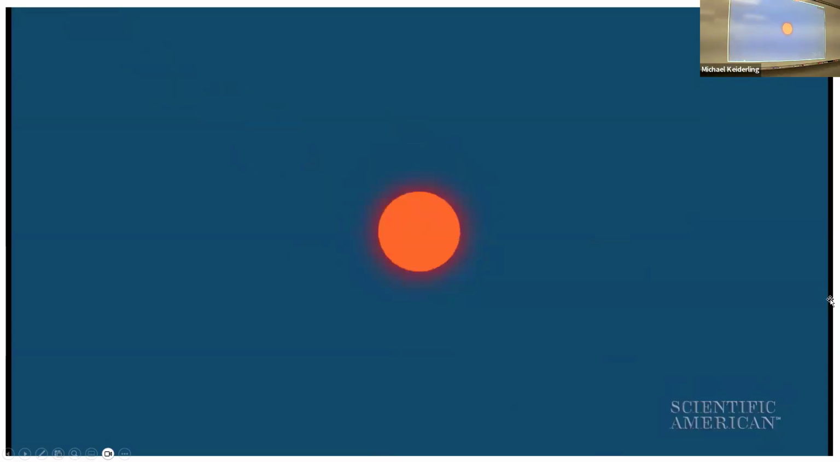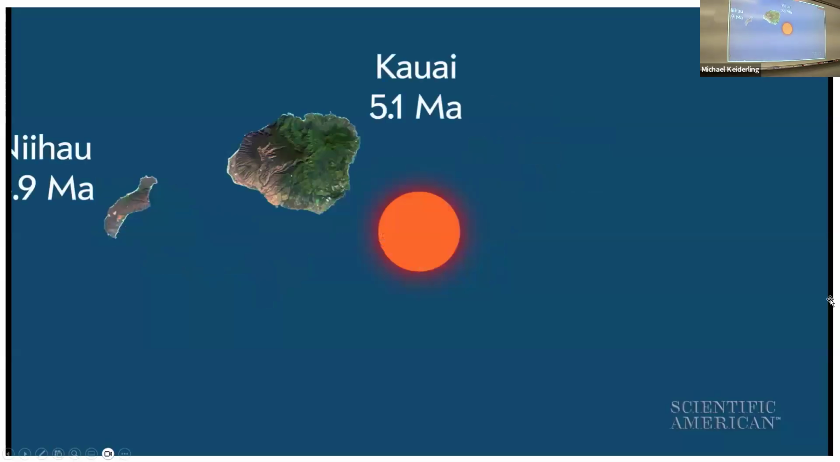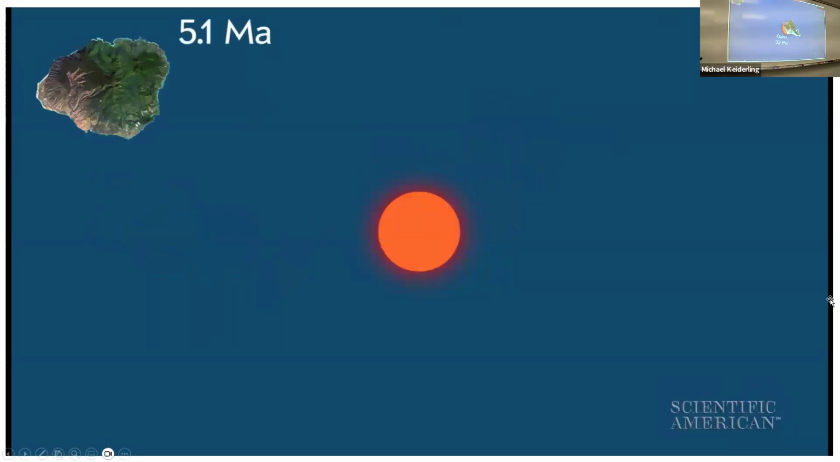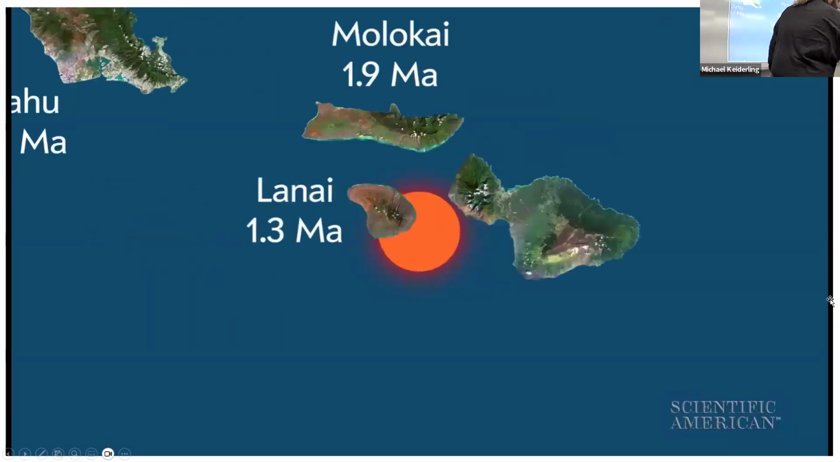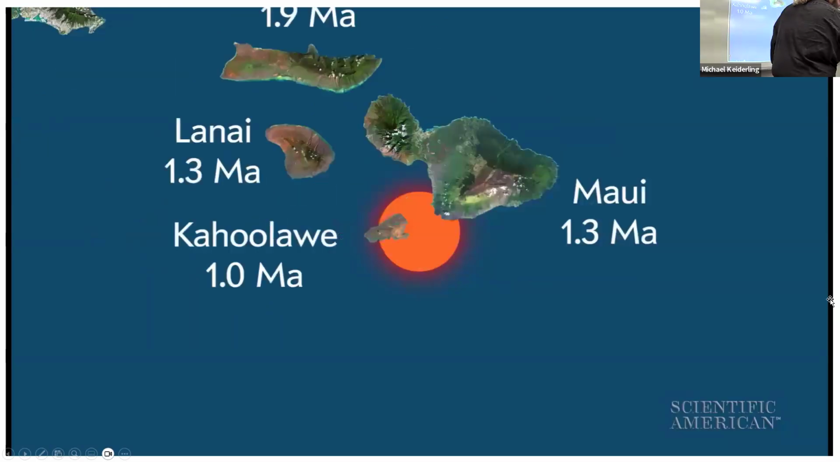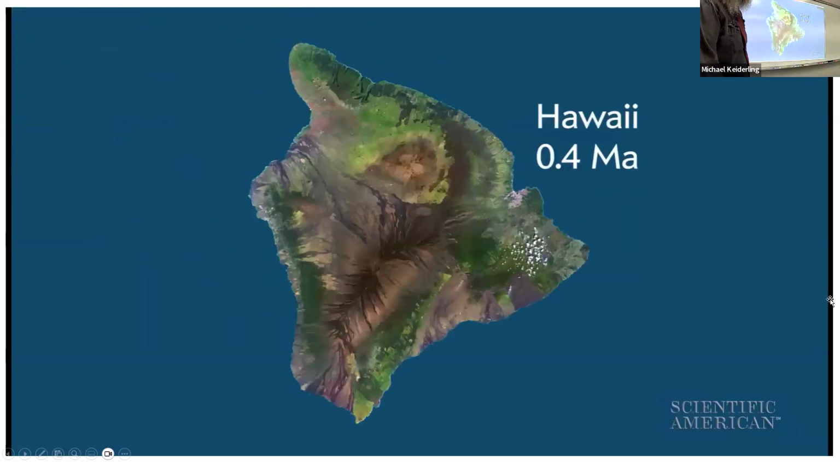The volcanoes on Niihau and Kauai, the northwesternmost islands in the chain, are about 5 million years old. The Big Island of Hawaii is the youngest and started forming about 400,000 years ago. It's still changing and is home to 4 active volcanoes.